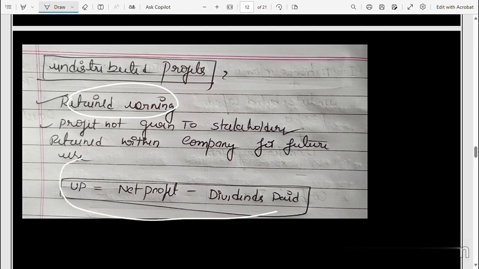See, undistributed profit is equal to net profit minus dividends paid. So you subtract the dividend paid. Dividend paid means the profit you share out, before sharing it with your employees. So we subtract it.